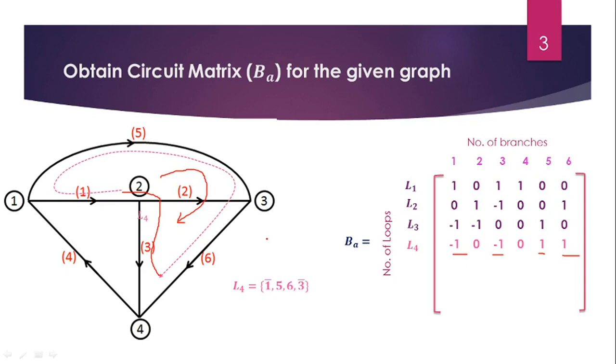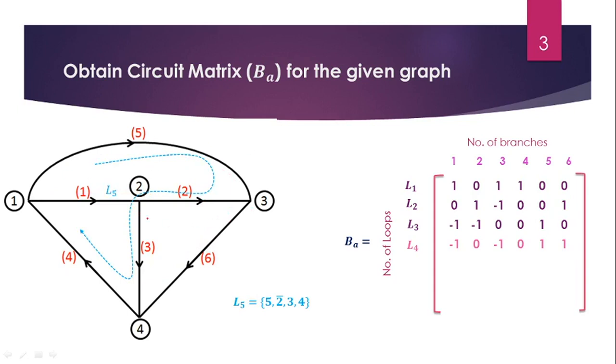Now in the same way, we will also have another loop, that is loop 5. Loop 5 will have the branches 5, 2, 3 and 4. So how can we write their element values? Loop 5, is branch 1 part of this loop? No. Branch 1 is not part of this loop, so it's 0. Branch 2, yes, but the direction of the loop and the branch direction is opposite, so for branch 2 we have to write -1.